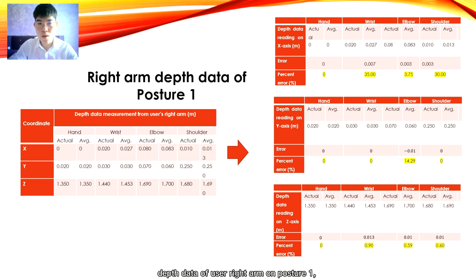So look at the depth data of the user's right arm in posture 1. We focus on the higher percent errors, which are 35 and 30% on the right wrist and right shoulder on the x-axis, and 14% on the y-axis of the right elbow. After that, I figured the detection will be unstable when there is overlapping of the user's skeleton joints. The sensor will have difficulty tracking the skeleton joints, so sometimes the depth data will be inaccurate.